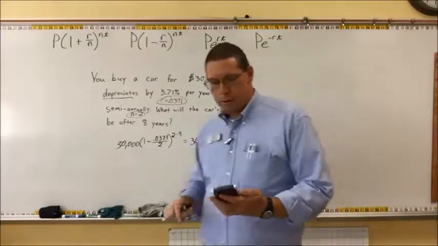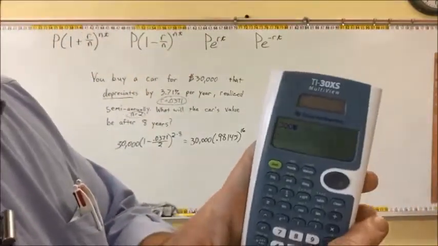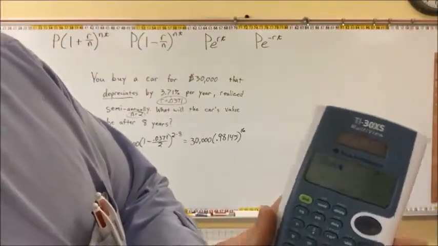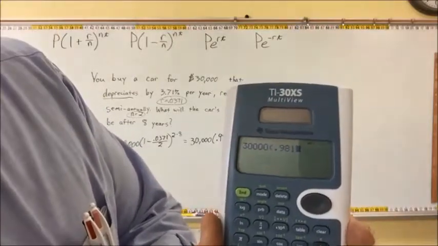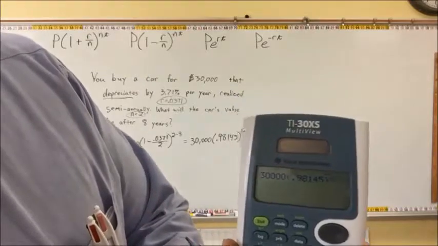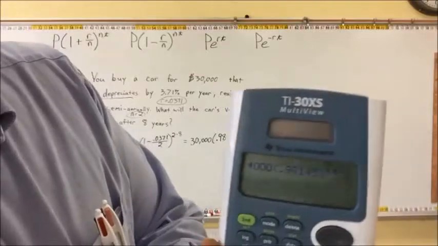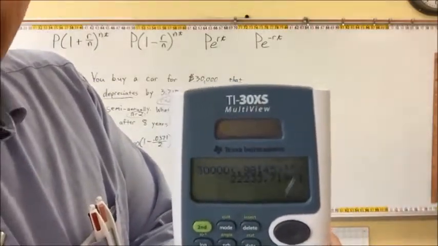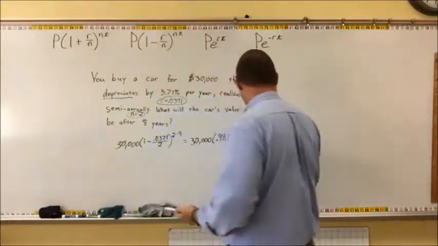Okay? All right, so let's go to the calculator. We'll go 30,000, parenthesis, 0.98145. Close the parenthesis. To the power of 16. Press enter. See what we get here. All right, we get 22,233.